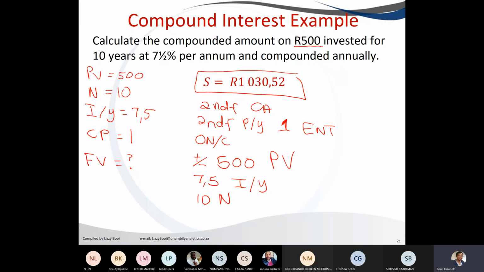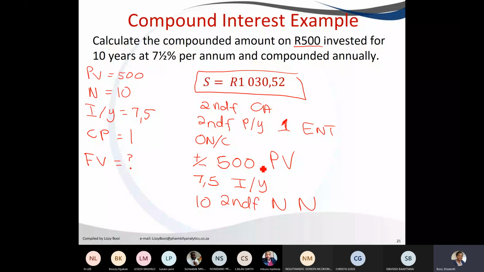Alternatively, since we have the compounding amount stored, we can say it's 10, then press second function and then N, which is your N button, and press N again.